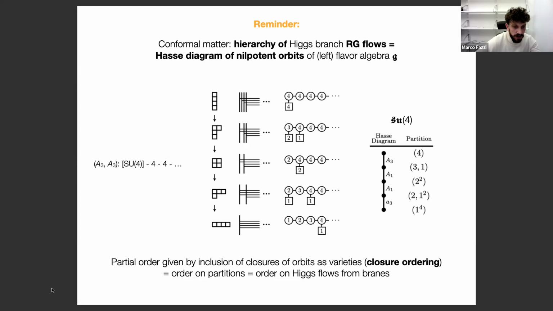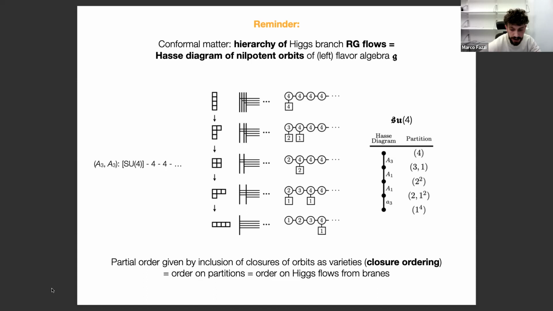Okay, thanks. In any case, the hierarchy here of flows mimics the order on the partitions, and that is also very well known to mimic the order between the orbits seen as varieties, the so-called closure ordering, if you want to use the language of, say, Collingwood and McGovern. Okay, so this was just a reminder.